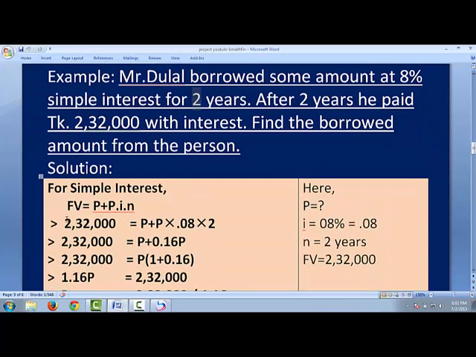Here FV is equal to 2,32,000. P is equal to what? Because we don't have P. We need to find the borrowed amount from the person. What amount you have borrowed from the person 2 years from now? You have to find it.